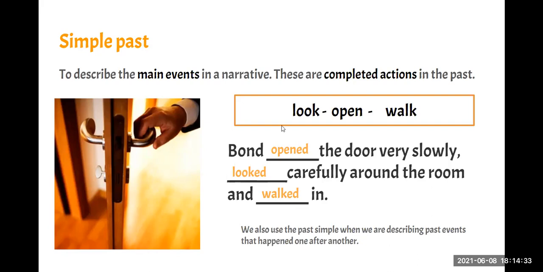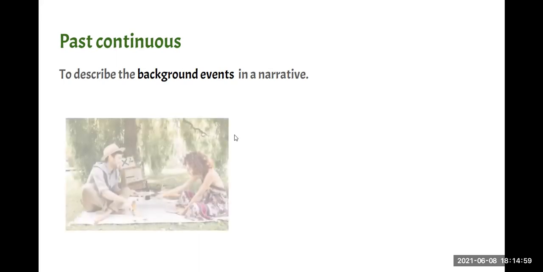Okay, let's talk now about the past continuous. We use the past continuous to describe the background events in a narrative. What are the background events? The background events are the ones that are behind the story, not the important events, not the main events, they are the background. I'm going to give you an example.